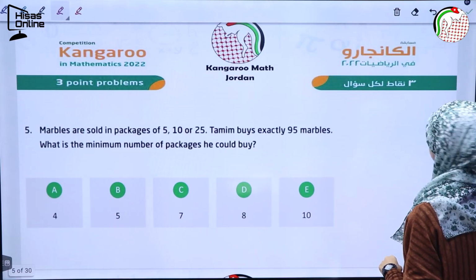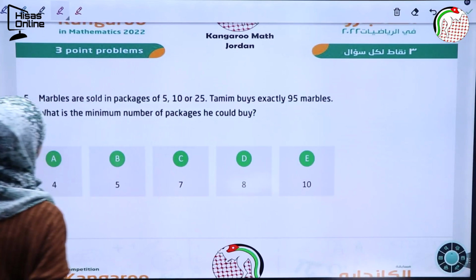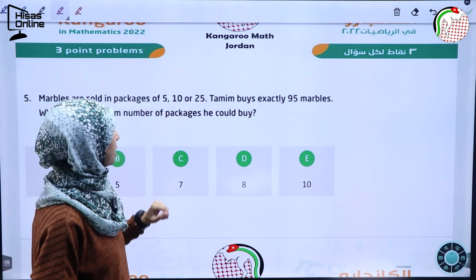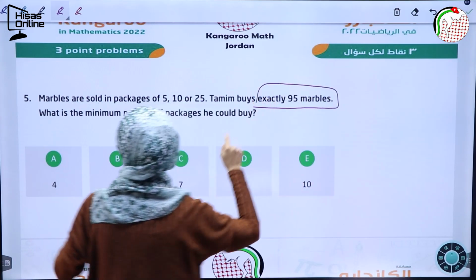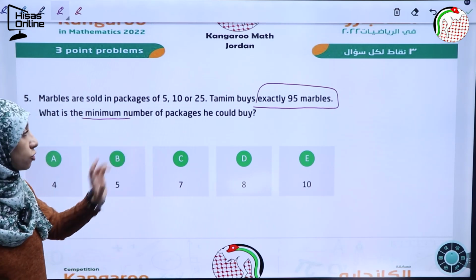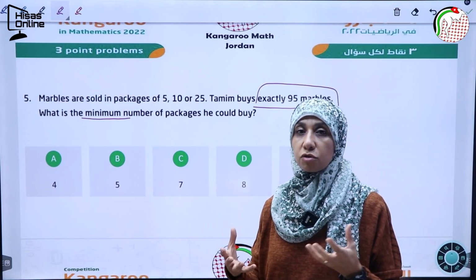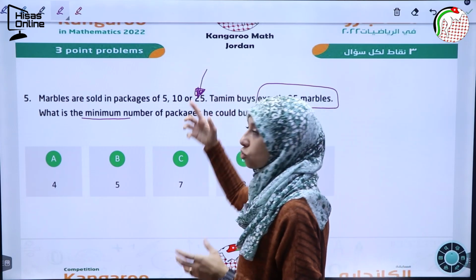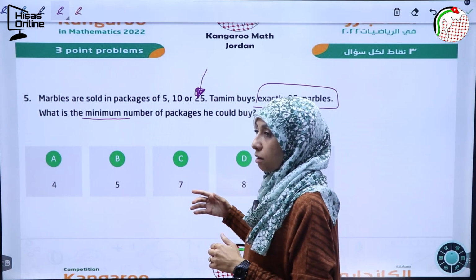Question 5. Marbles are sold in packages of 5, 10, or 25. Tamim buys exactly 95 marbles. What's the minimum number of packages he could buy? Minimum number means that I need to look for the biggest package so I can minimize the number of packages that Tamim bought.